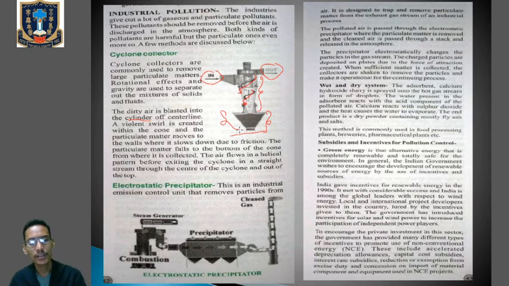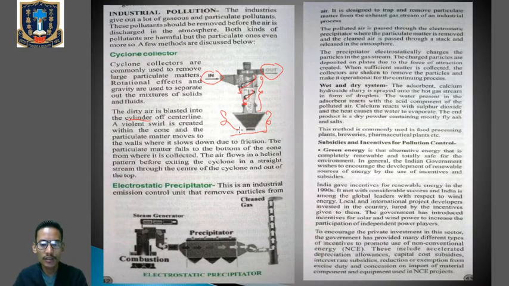Now the second method is the electrostatic precipitator. These are mainly used in the industrial areas. These electrostatic precipitators remove the particles from the air. They are designed to trap and remove the particulate matter from the exhaust gas stream of an industrial process.